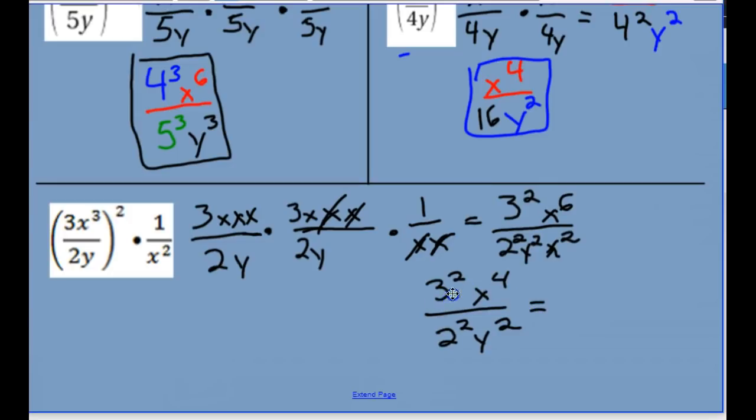We can do these two problems. 3 squared is 9. So we can write 9x to the 4th. And we can do 2 squared. 2 times 2 is 4. So 9x to the 4th over 4y to the 2nd, or y squared. This is our final answer.